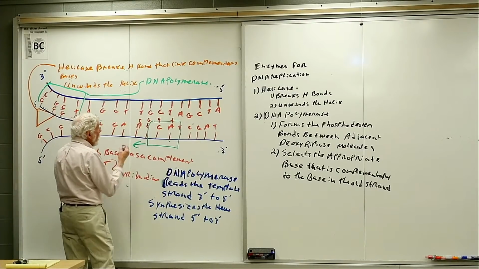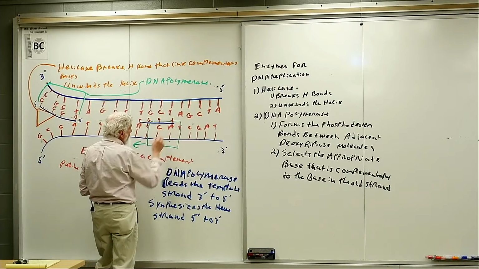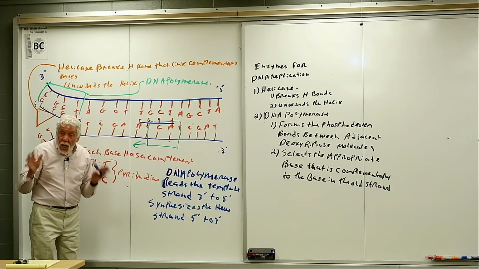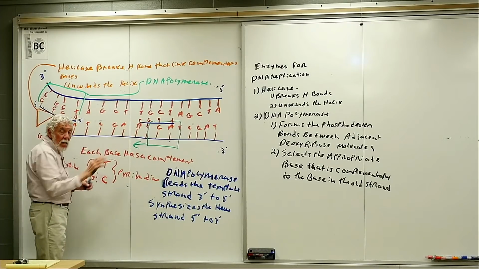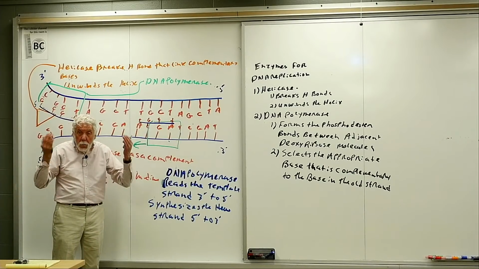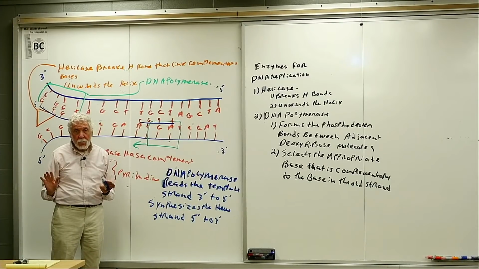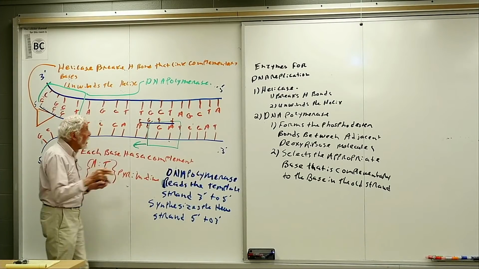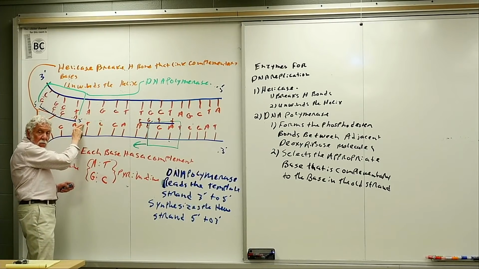And it will form the phosphodiester linkages. So the rules are the same. In both cases, we're following along the old strand, synthesizing a new strand that's complementary to the old strand. That's the rule of semi-conservative replication. But what's different here is because of the anti-parallel organization of the two strands.